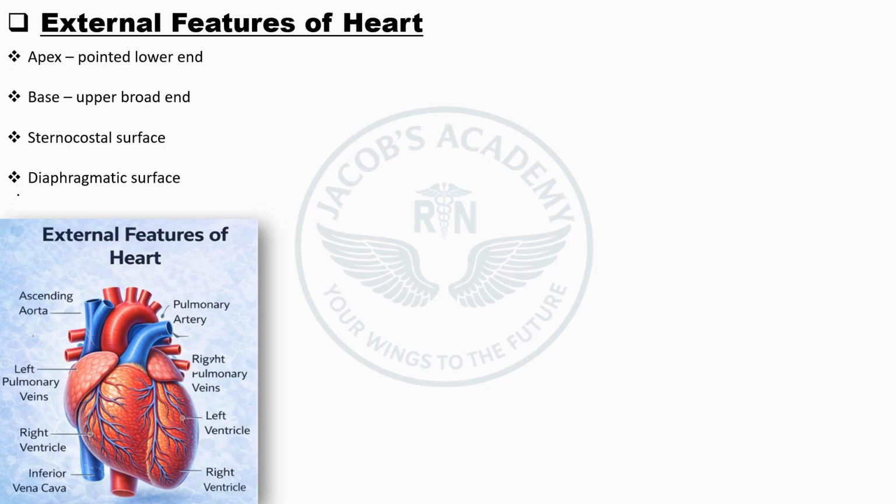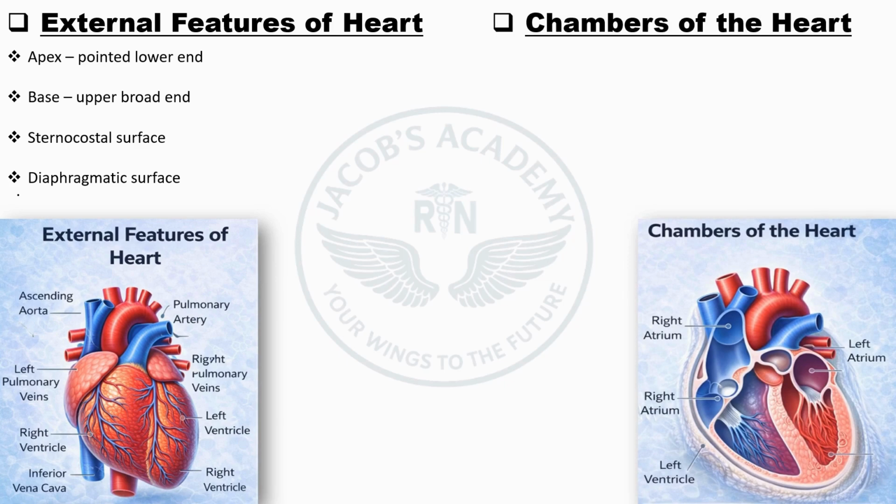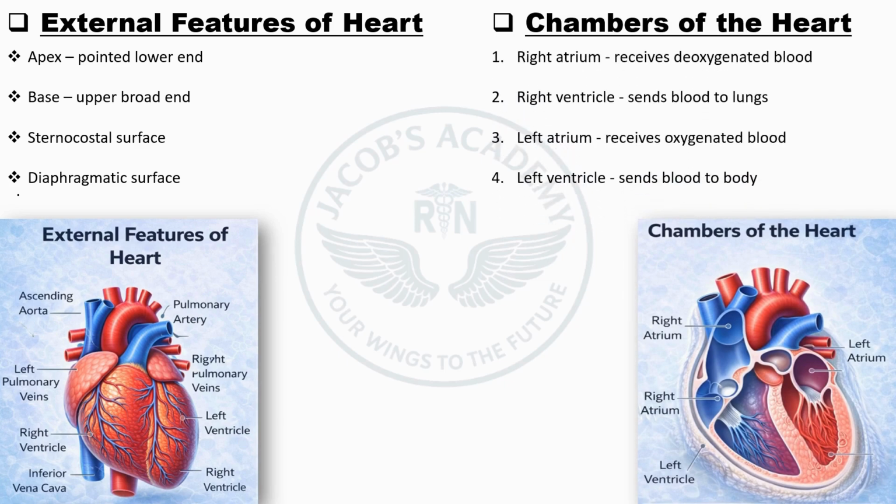Now let us discuss the chambers of the heart. The heart has 4 chambers, 2 atria and 2 ventricles. The right atrium receives deoxygenated blood from the body through the superior and inferior vena cava. And the right ventricle pumps this deoxygenated blood to the lungs through the pulmonary artery for oxygenation.